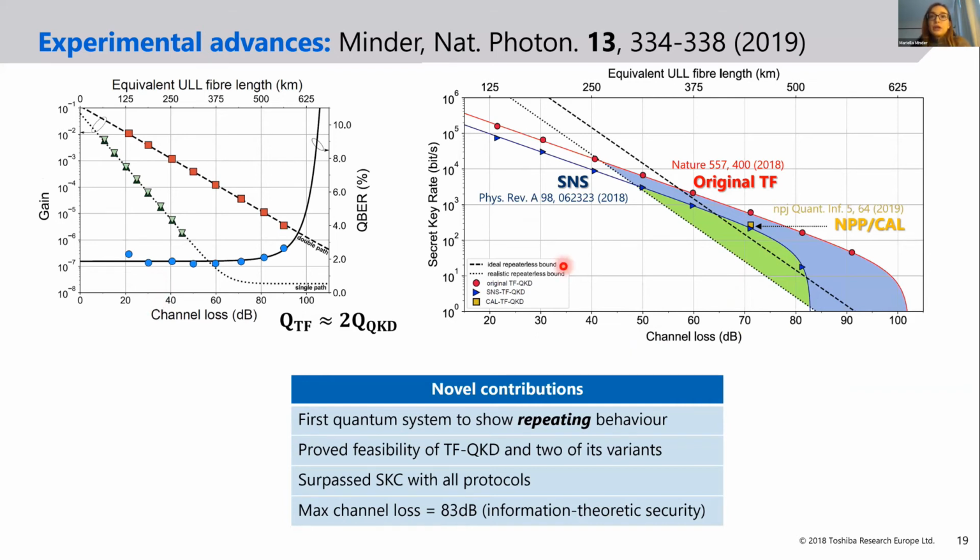And then moving on to the right graph, we did implement the three protocols successfully, and we were able to prove the feasibility of TFQKD and its variants, and we were able to surpass the secret key capacity with all the protocols. The maximum loss that we achieved was 83 dB for information theoretic secure protocols and a bit over 90 for a protocol that is secure against collective attacks.